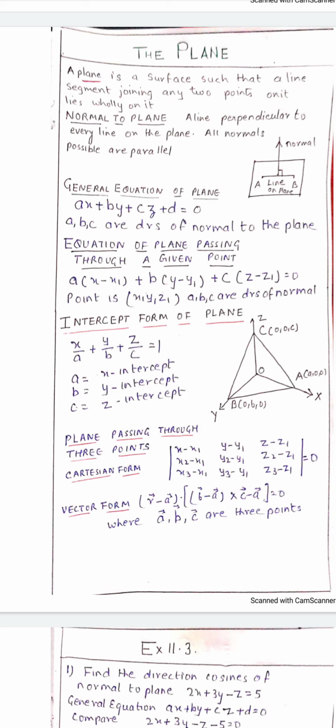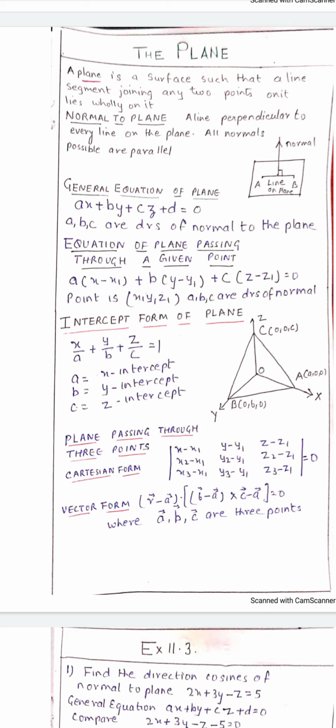The equation of a plane passing through a given point x1, y1, z1 is given as a(x minus x1) plus b(y minus y1) plus c(z minus z1) equals 0. If a plane cuts the x, y, z axes at A, B and C, its x intercept is OA, y intercept is OB, z intercept is OC, and they are represented by small a, small b, small c. So the intercept form of the plane is x upon a plus y upon b plus z upon c equals 1.